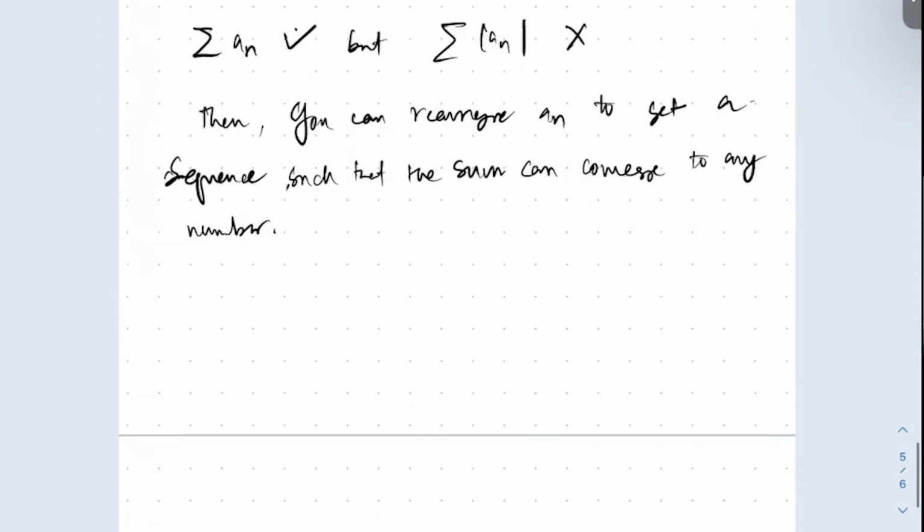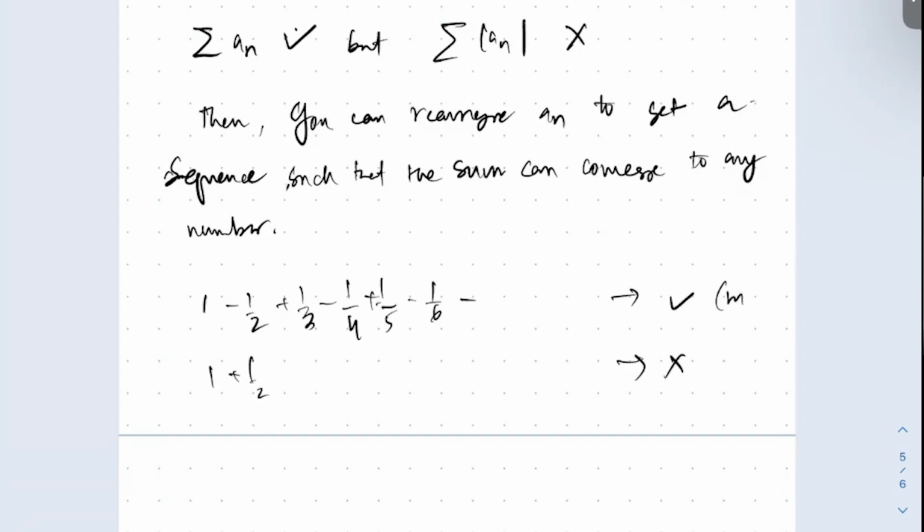One such example is 1 minus half plus 1/3 minus 1/4 plus 1/5 minus 1/6. This goes to a finite number. You can prove that. I think this goes to log of 2. But the summation of its mod, 1 plus half and so on, does not converge, right? But this converges. You can show it goes to log of 2. So you can rearrange the sequence.